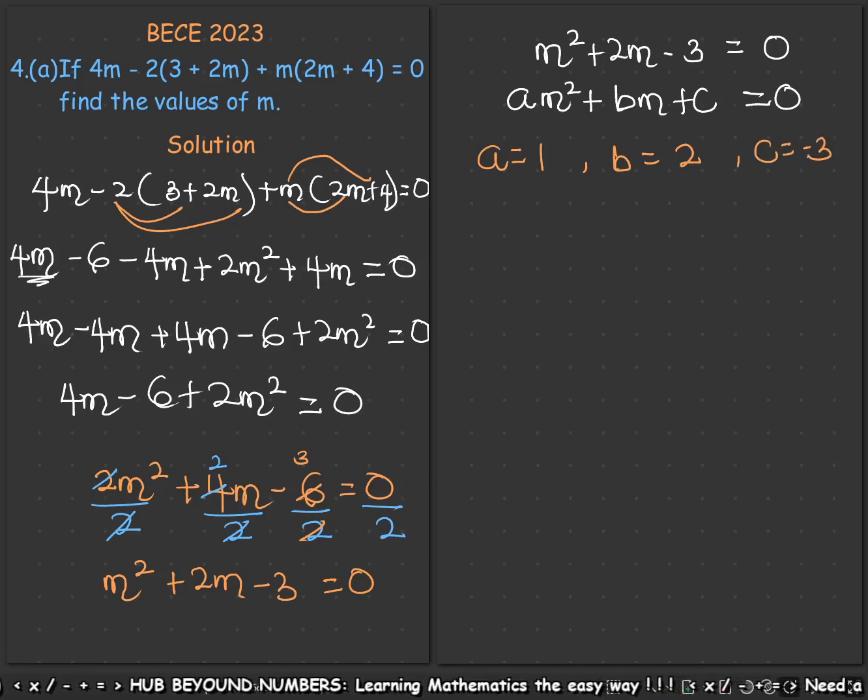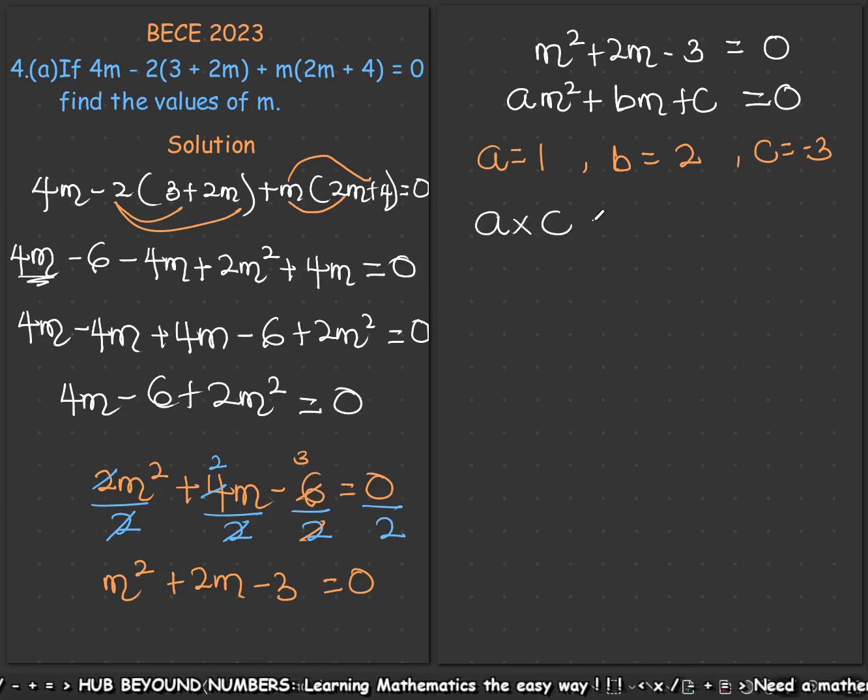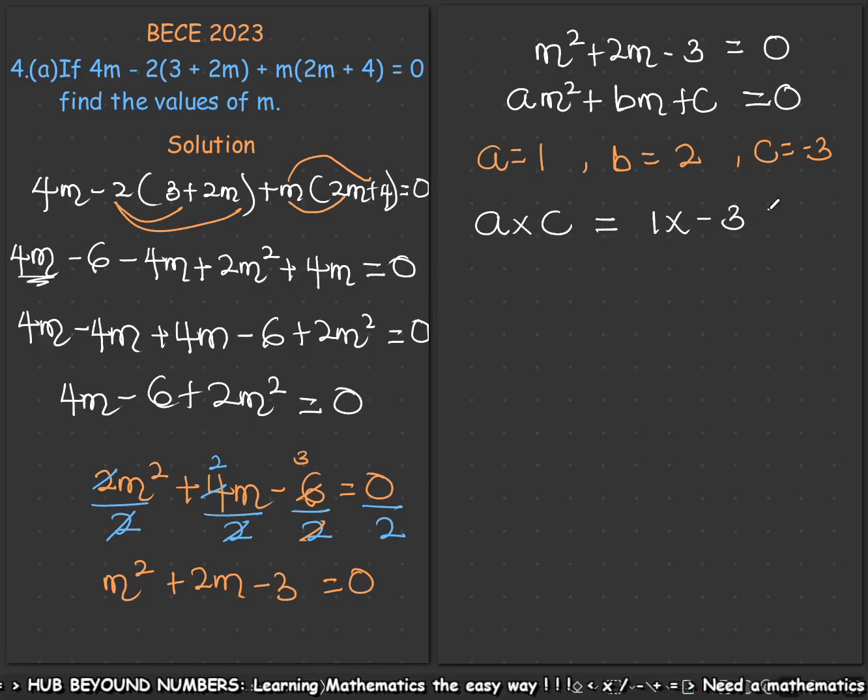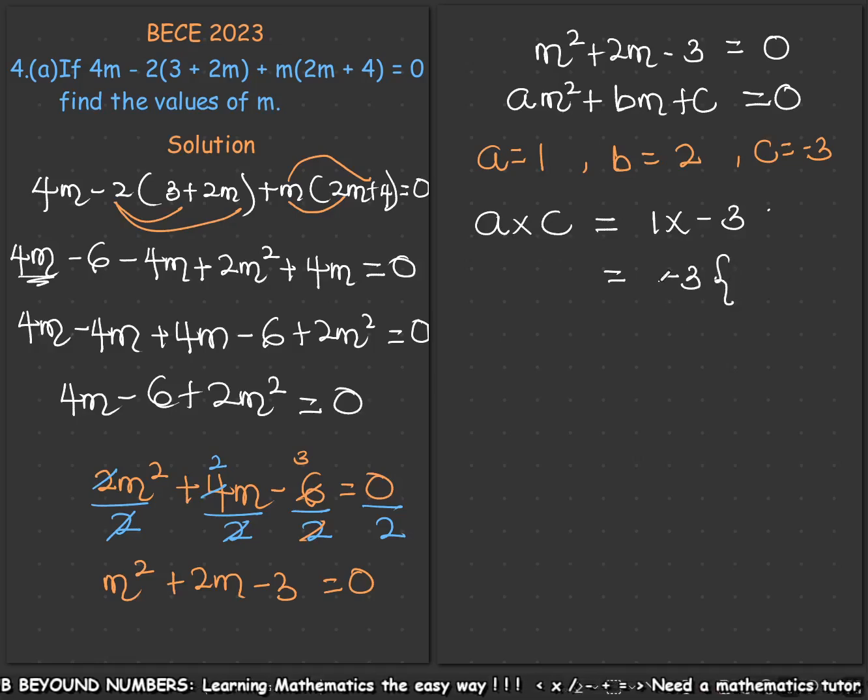So to solve the quadratic equation, you multiply the a by the c. If I multiply my a value by my c, that gives me 1 times negative 3, and 1 times negative 3 gives me negative 3. Then we look for factor pairs of this that, when we add them, we'll get the b value. The b value is 2 over here.